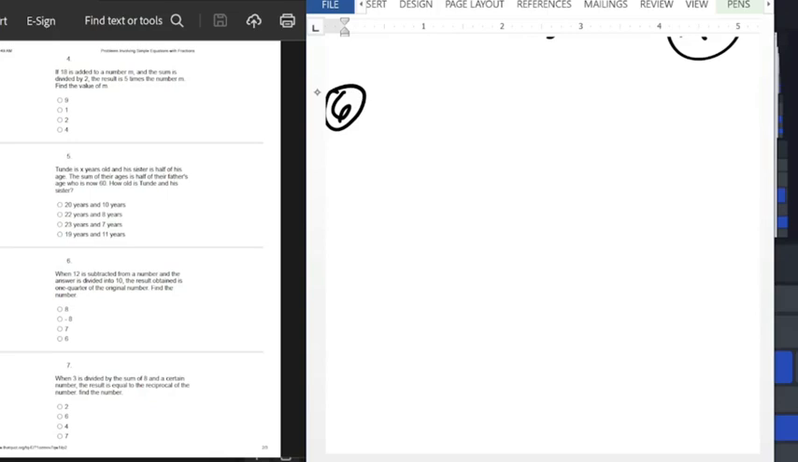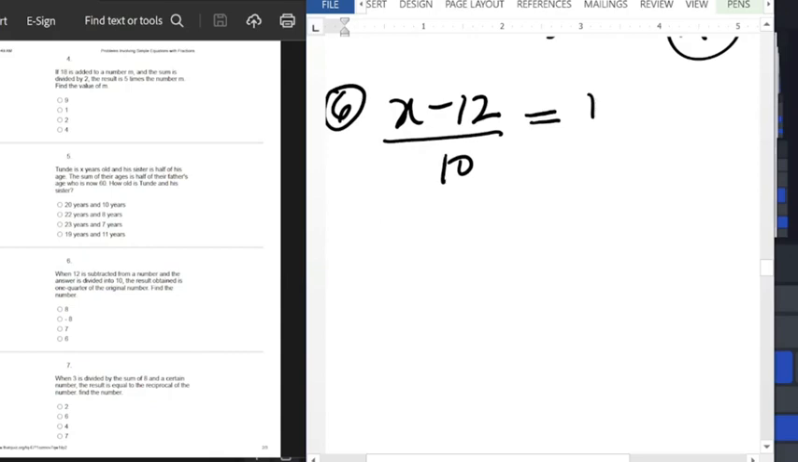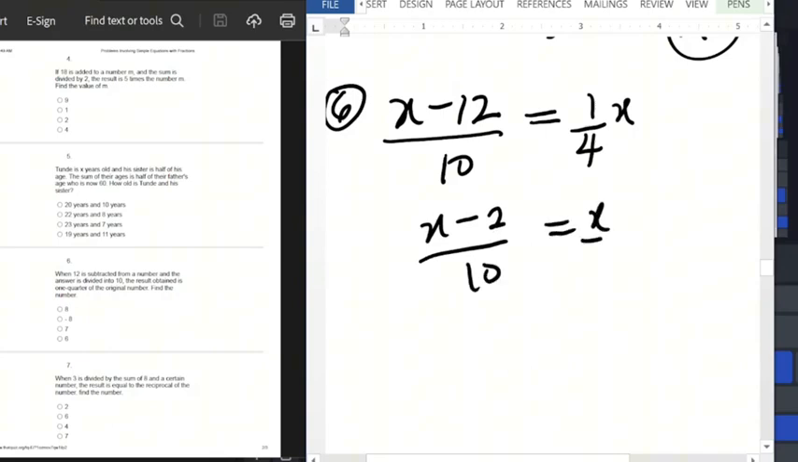We have when 12 is subtracted from a number, let the number be x, and the answer is divided by 10. So 12 is subtracted from it, and this answer here is divided by 10. So the result is 1 over 4 of the original number, which is of x. Find the number. That means I'm saying x minus 12 over 10 equals x over 4.